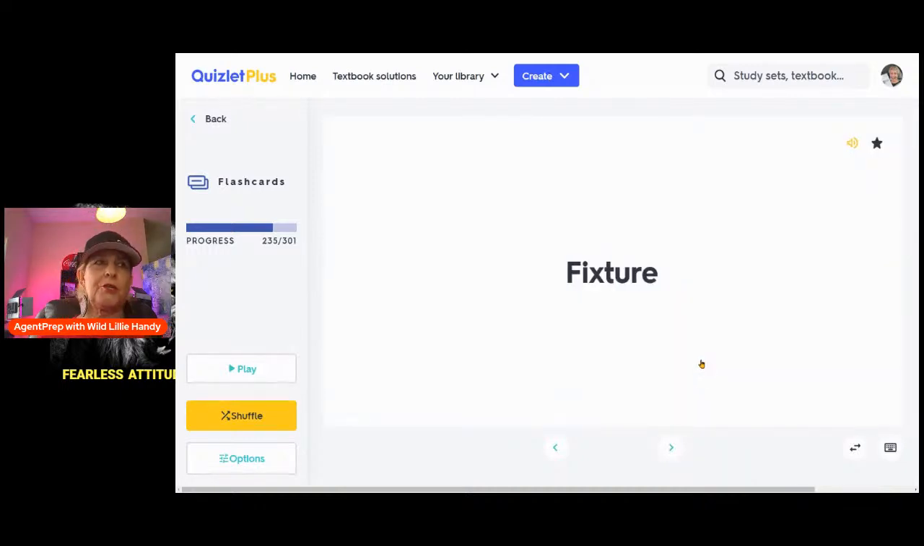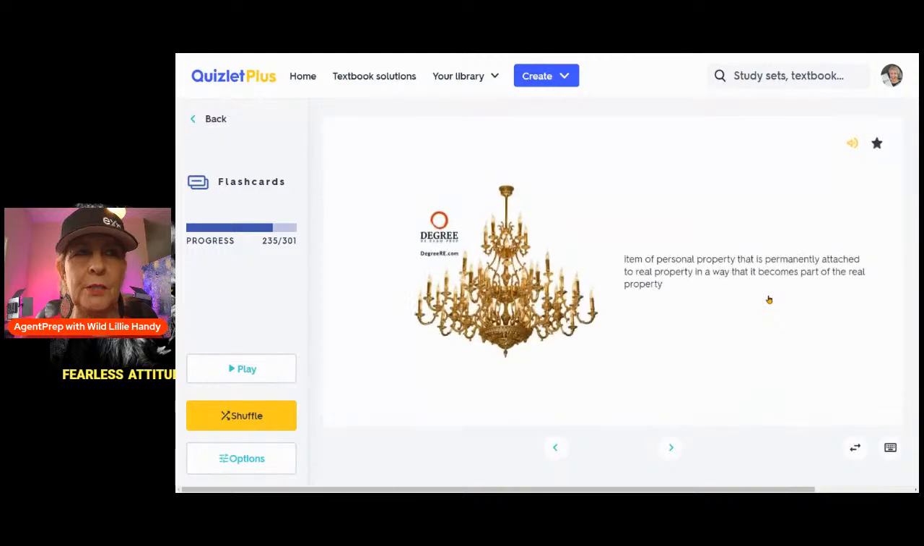Fixture. What is a fixture? There's different types of fixtures. Items of personal property that are permanently attached to real property in a way that they become part of the real property. Example is a chandelier. Okay, all the other light fixtures. A stove. Okay, that's an insert, right? And it's bolted down. Windows, those things were added to the property. And so they become attached.